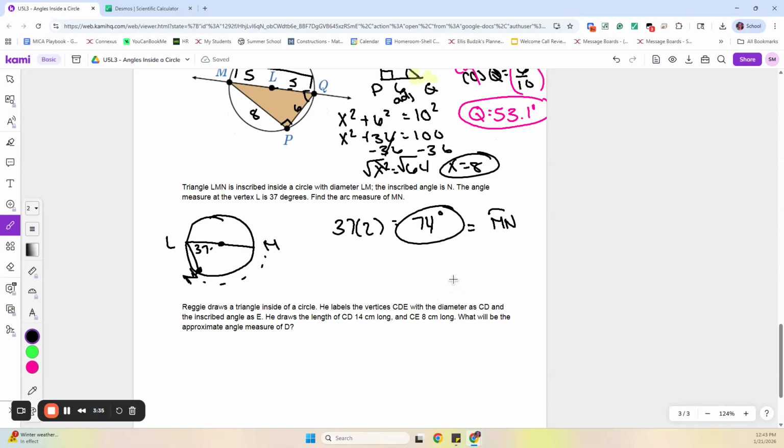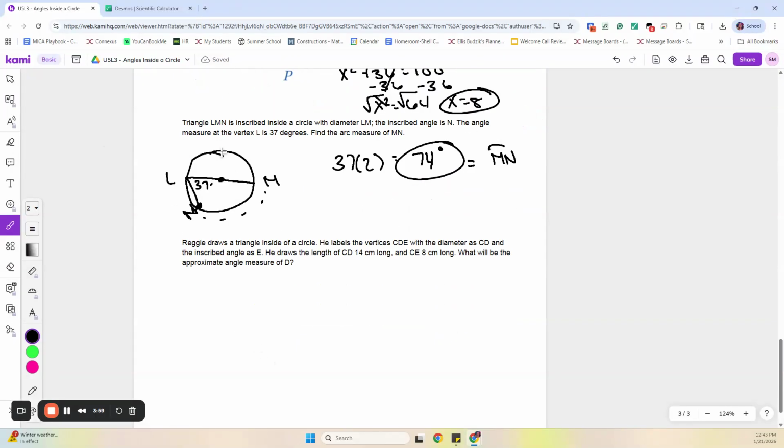And then finally, Reggie draws a triangle inside of a circle. He labels the vertices CDE with the diameter of CD and the inscribed angle at E. He draws the length of CD 14 centimeters long and CE is 8 centimeters long. What will be the approximate measure of angle D?